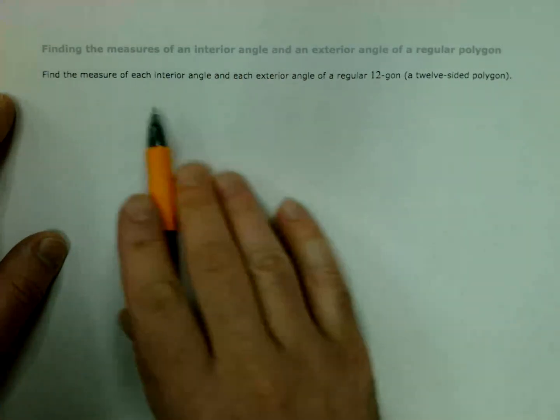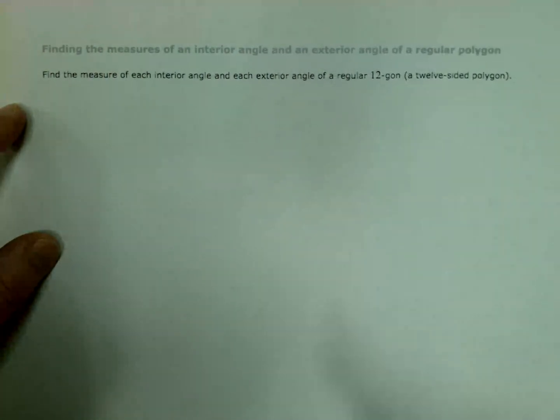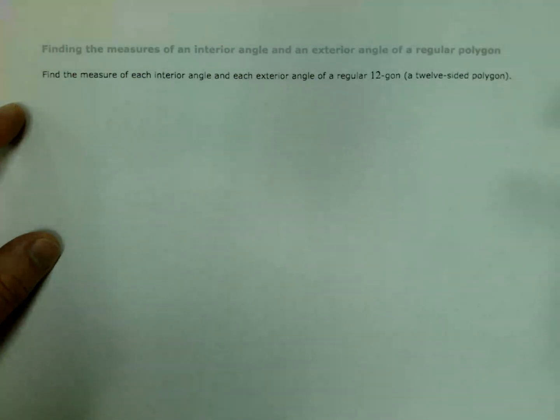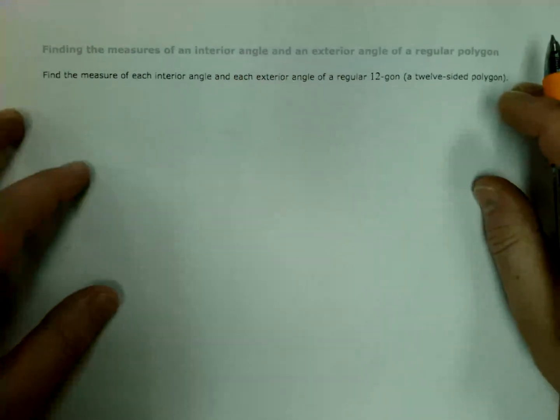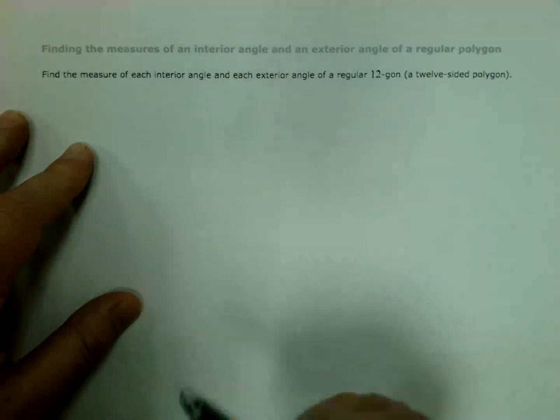The reason we can go a little bit further than we could with our normal convex polygons is that we know they're regular polygons. And that is a very important word in geometry. It means all the sides are equal, okay, which means all of our angles are going to be equal. So they're equilateral and equiangular. So for this, we have a 12-gon or a 12-sided polygon.